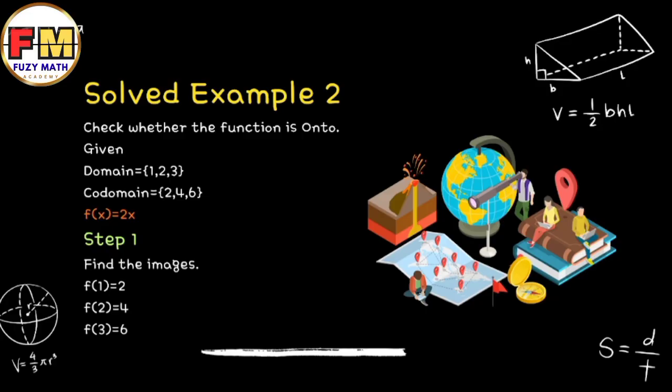Solve example 2. Check whether the function is onto. Given domain is the set composed of elements 1, 2 and 3. Codomain {2, 4, 6}. f(x) is equal to 2x. This is the function defined. Step 1. Find the images. f(1) is equal to 2, f(2) is equal to 4, f(3) is equal to 6.